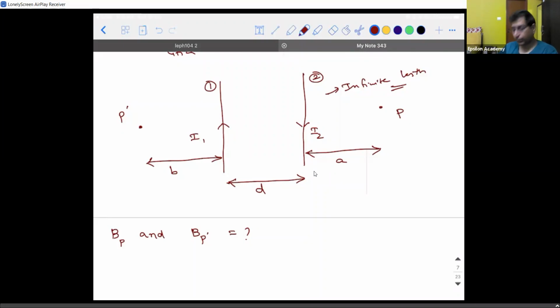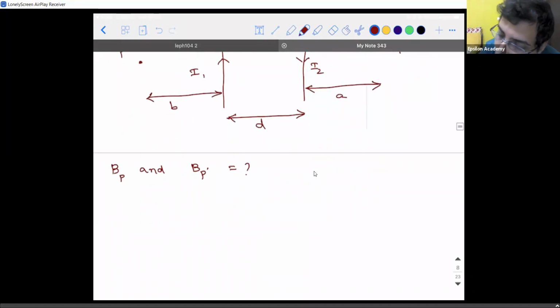Okay. How many of you could solve it? Can you guys tell me the equation? Now see. What is the magnetic field? So this is at point P. What is the magnetic field due to the first conductor at point P?